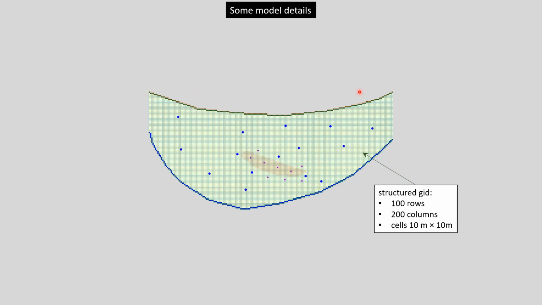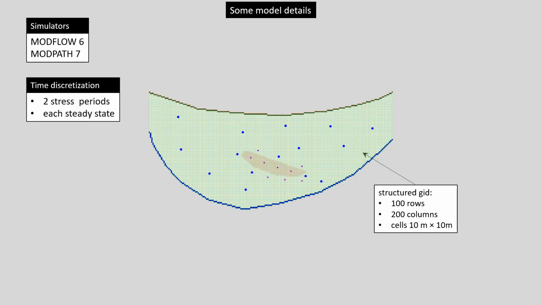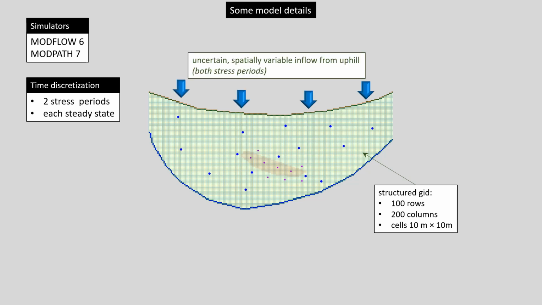2 kilometers from here to here, 200 columns, 100 rows, cells 10 meters by 10 meters. The simulators are MODFLOW 6 for groundwater and MODPATH 7 for particles. The model runs over 2 stress periods, both of which are steady state. So my observations, the calibration data set, is acquired under steady state conditions, and capture, or lack of capture, is assessed under steady state conditions.